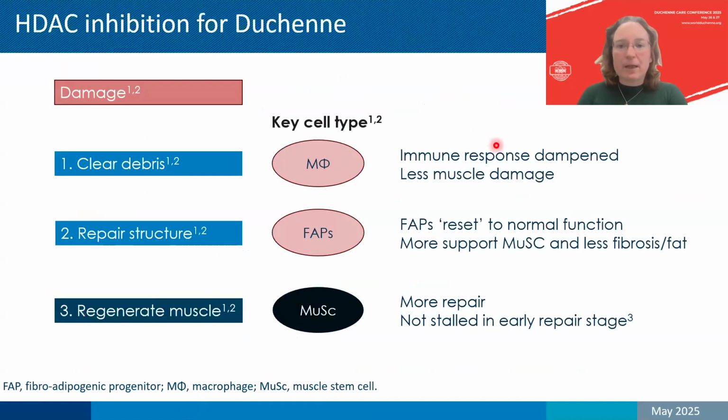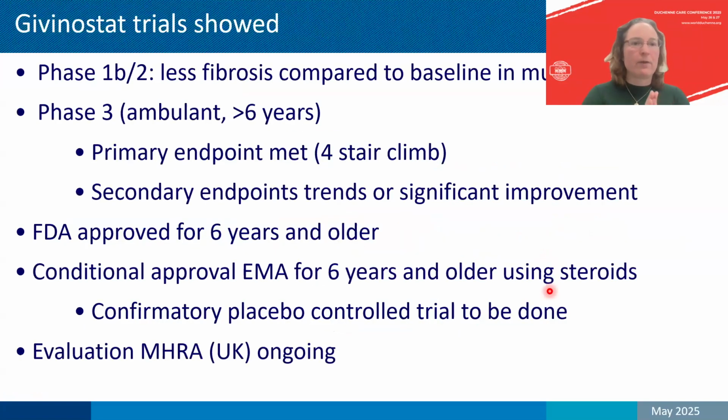This should dampen the immune response, so you would have less muscle damage. The fibs are reset, so they don't get this signal from the macrophages to make too much connective tissue. The signaling pathway that is in turbo mode is now out of turbo mode. So they do what they're supposed to do, which is supporting the muscle stem cells to repair. So repair is improved. So this is the theory, but of course what's important is what happens in reality. So in mouse models, this is indeed what happened, but what is more important is what's happened in humans.